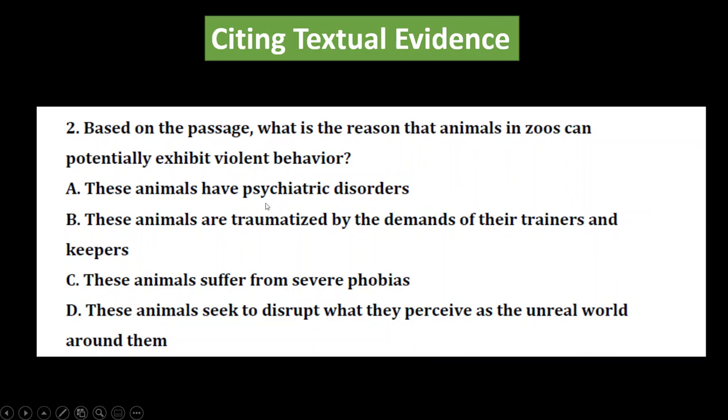Either these animals have psychiatric disorders, or these animals are traumatized by the demands of their trainers and keepers, or these animals suffer from severe phobias, or these animals seek to disrupt what they perceive as the unreal world around them. So the text should normally give examples why animals behave violently in zoos, and this should be mentioned in the text. This is what we call citing textual evidence. There should be an evidence, a proof that animals in zoos potentially exhibit violent behavior.